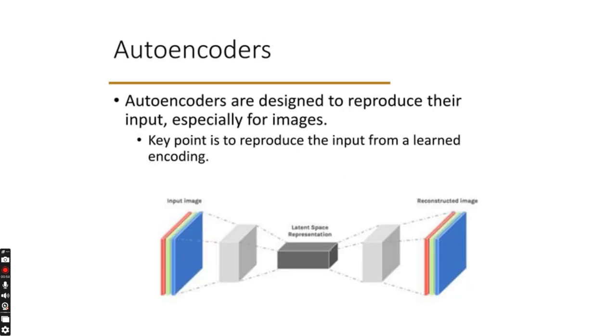Now, what is an autoencoder? The autoencoder is designed to reproduce its input, especially for image processing. The key point is to reproduce the input from the learned representation.